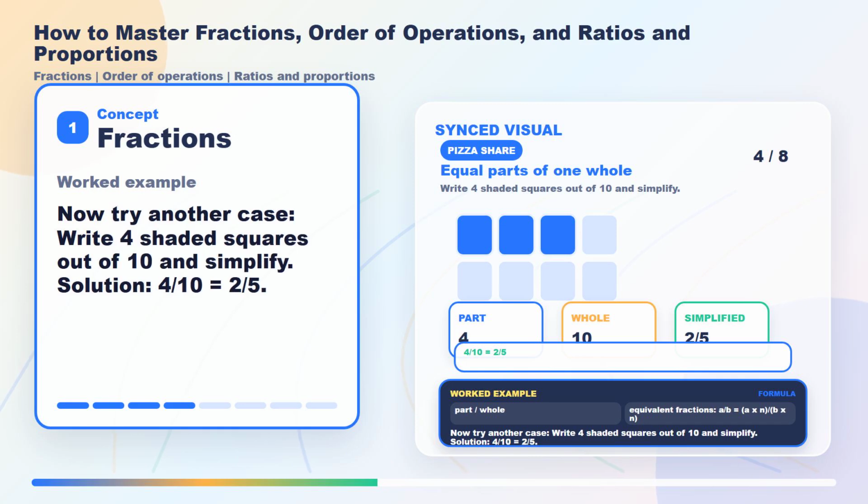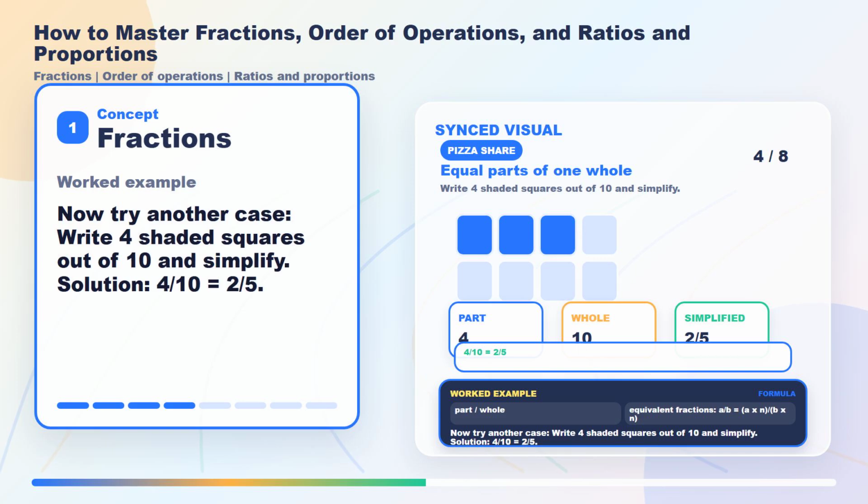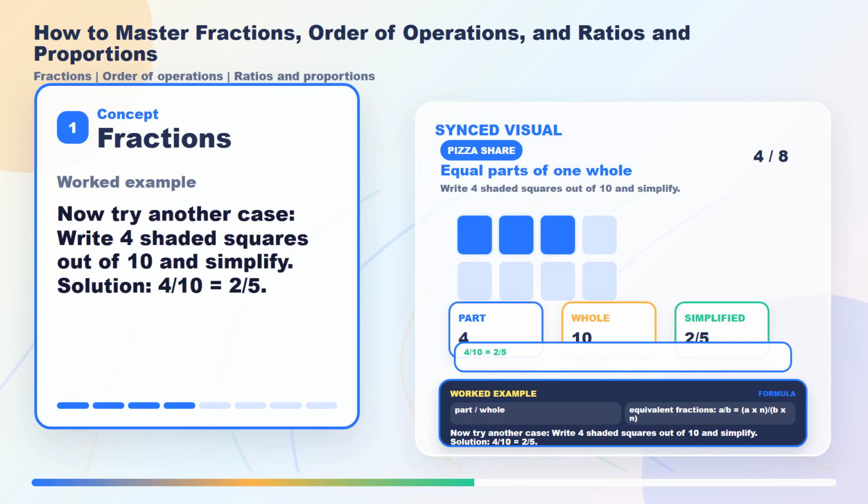Now use the same idea in a new case. Write 4 shaded squares out of 10 and simplify. Step by step, the solution is 4 over 10 equals 2 over 5. Notice the order: identify the quantities, write the operation, calculate, and check the result.